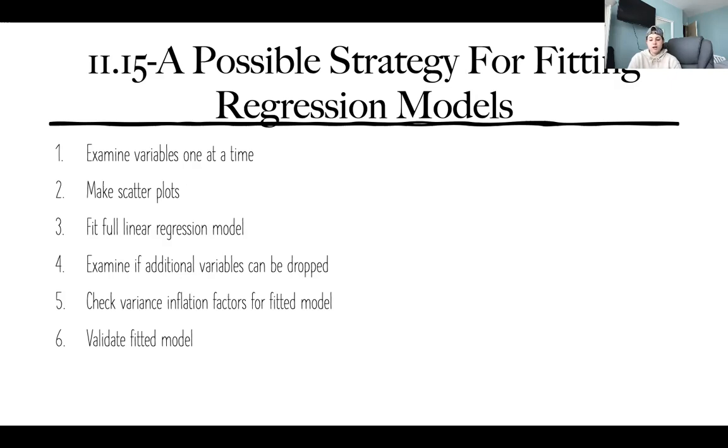So for reduced models, we're going to examine the residuals for linearity, heteroscedasticity, autocorrelation, outliers, high leverage points, and influential points. We're then going to examine if additional variables can be dropped, and whether new variables need to be brought in as well. And then for the final fitted model, we need to check the variance inflation factors like we've seen earlier in this video. And lastly, we're going to attempt to validate the fitted model.